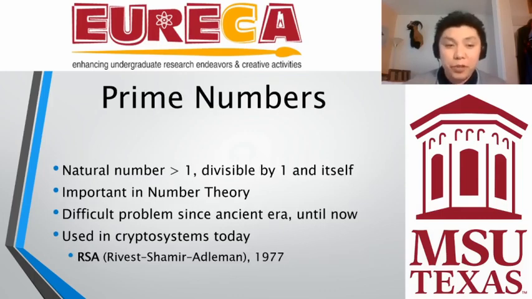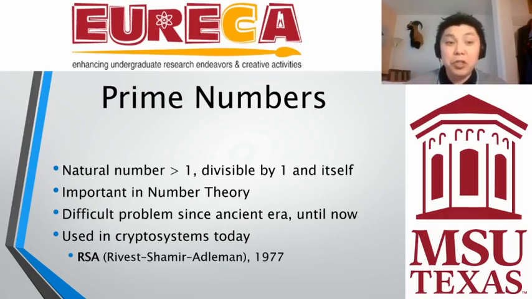So first, prime numbers. A prime is a natural number greater than 1 that is only divisible by 1 and itself. If you find a number that is divisible by something else, that is called a composite number. It is an important field of study in number theory and it has been studied since the ancient era. It is well known, but it's still a difficult problem even nowadays.